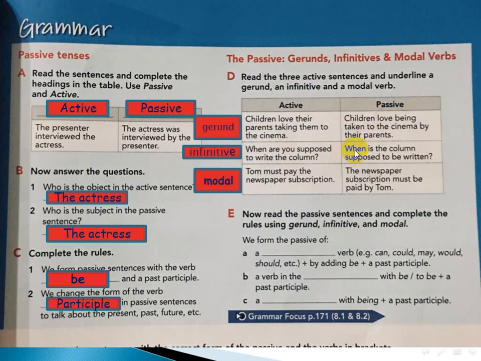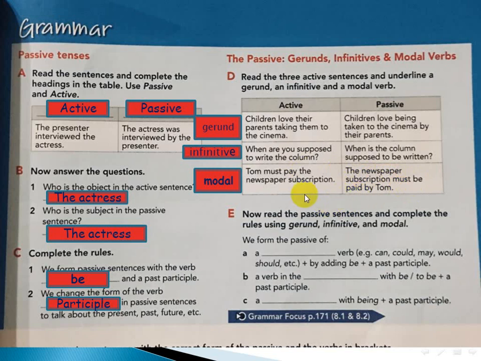So being taken. Number two, when are you supposed to write the column? The passive sentence is, when is the column supposed to be written? So kindly put a line under this one again, to be written. So if we have an infinitive verb in the sentence, we have to use to plus be, and we use the past participle. Number three, if we have a modal, and I think we talked about this, you have to add be plus past participle. So the newspaper subscription must be paid. So please put another line here, must be paid.